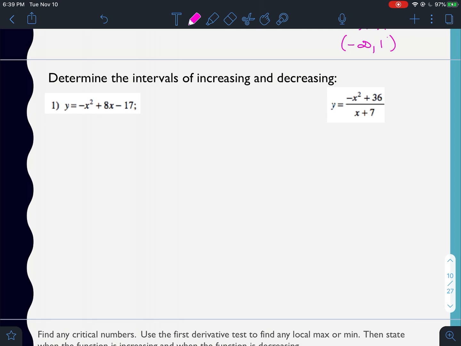So let's look at some more examples, to determine where the function is increasing and decreasing. So we need to figure out where the derivative is 0 or undefined. So we'll find the derivative first. The derivative would be negative 2x plus 8. Set that equal to 0, and subtract the 8 and divide by negative 2. And you get a critical number of 4.